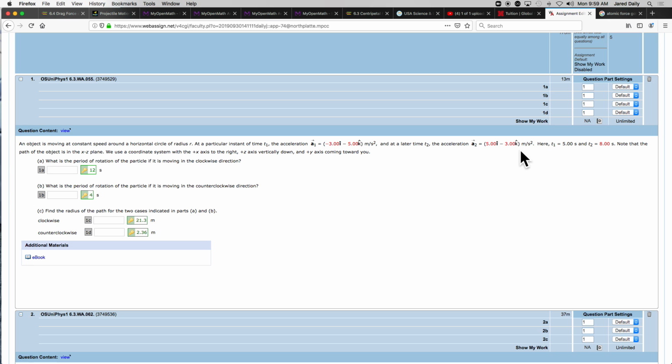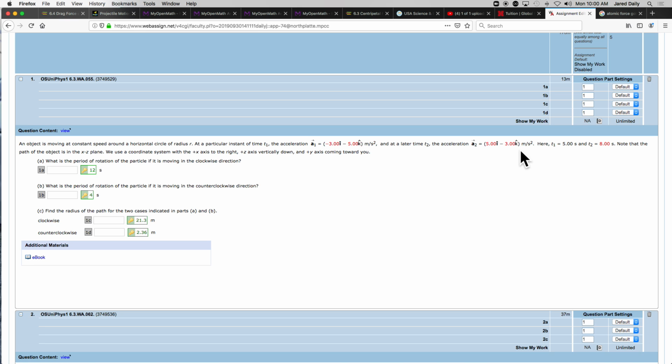So they want to know what is the period of rotation of the particle if it's moving in the clockwise direction. Okay, so if it's moving in the clockwise direction, which is part A, then it's gone from here all the way around back to here, right? And that would be a period. That's one full period plus change.